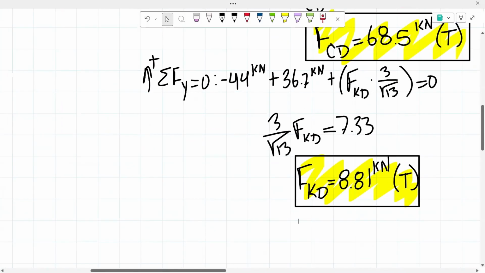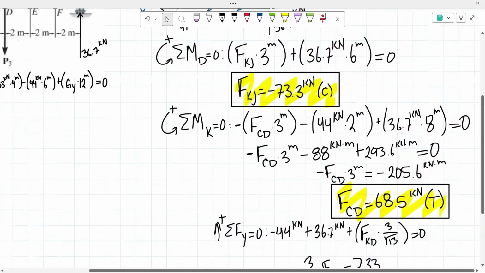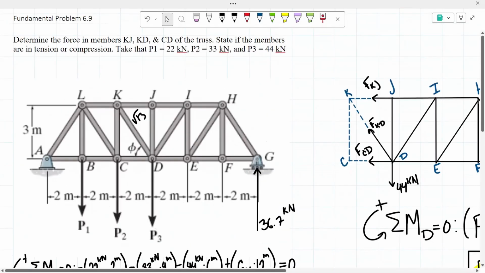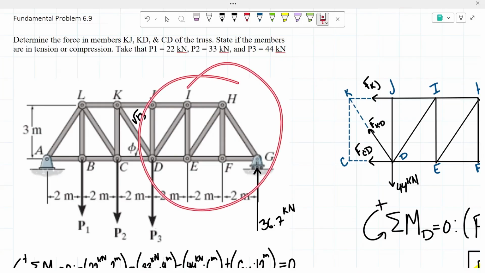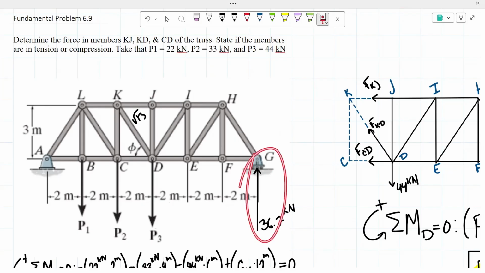And with that, we are done with our fundamental problem 6.9. So once again, how we started off this problem is we first located the members that we are asked to determine the forces of. From there, we would see how our cut would be able to go through all of those members. So in this case, the cut was right there. From there, you will want to analyze the right and left side of the truss, determining which one would be easier to work with. We worked with the right side of the truss, since that way we would only have to find one value of one reaction, as compared to this side, where we would have to find the value of our vertical and horizontal reactions.